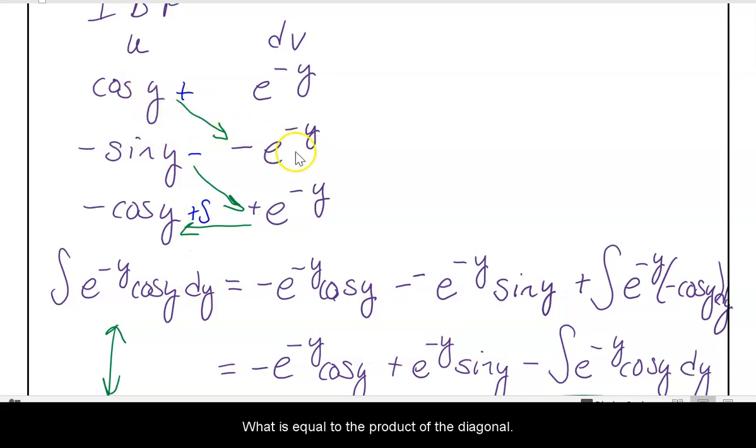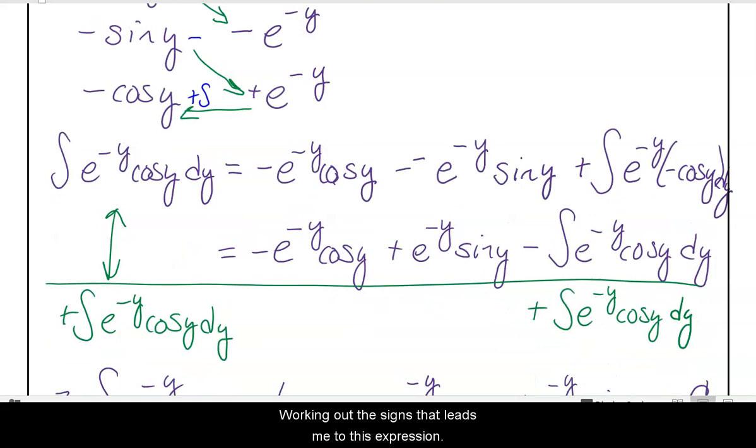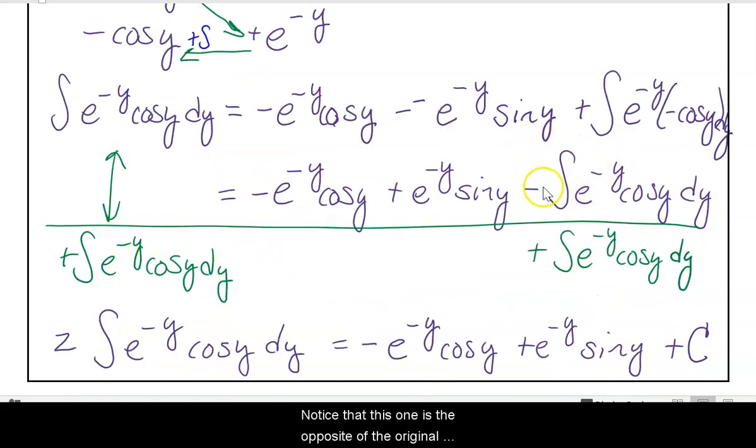Then it's equal to the product of the diagonals, and then with the integral of the bottom row at the end. Working out the signs, that leads me to this expression. Notice that this one is the opposite of the original integral I was looking for. This should happen on all the ones that repeat. I can add the integral to both sides of the equation, which gives me 2 of that integral. Then I will be able to divide by 2.